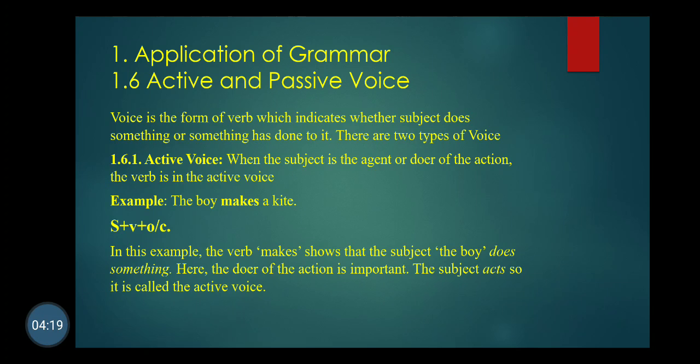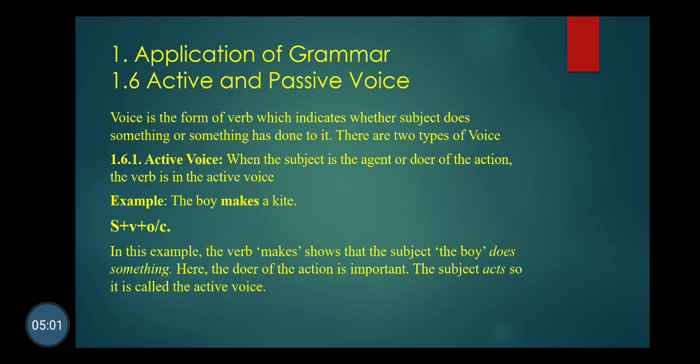Be careful. First of all, voice is the form of verb which indicates whether the subject does something or something has been done to it. Voice is a form of verb. Basically, voice means it is a verb, and it clearly indicates whether the subject is the doer or the subject is the receiver. Have you got it? What is voice? It is a form of verb that indicates in that sentence the subject is the doer, and in that sentence the subject is not the doer but the receiver. The action is done on the subject.